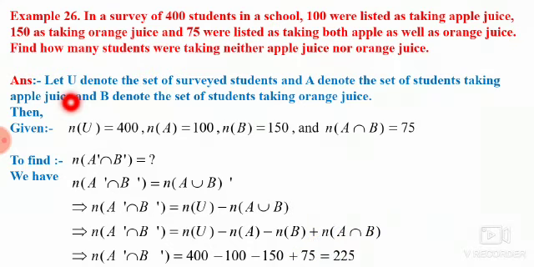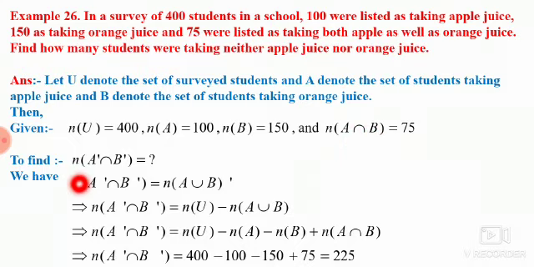In this problem, let me define some parameters. Let U denote the set of surveyed students, A denote the set of students taking apple juice, and B denote the set of students taking orange juice. Then the number of people surveyed in the school is 400, denoted by N of U equal to 400. N of A, the students who take apple juice, is 100. The number of students who take orange juice is 150. And the number of people who take both apple and orange juice is 75.